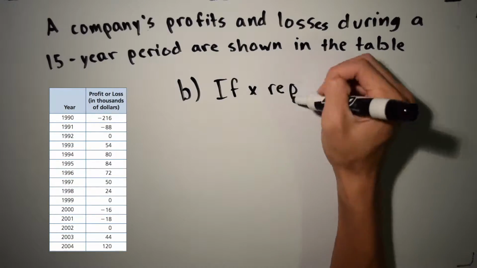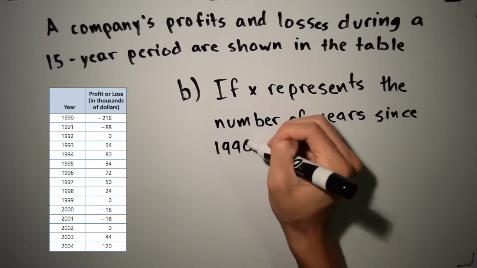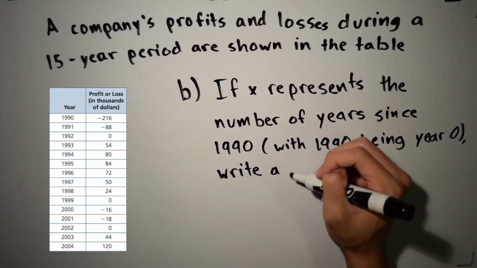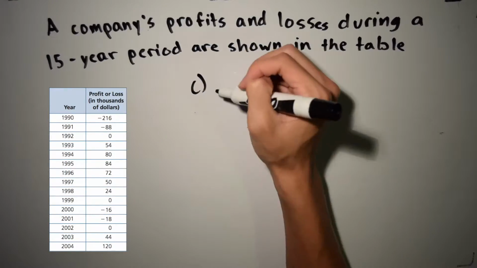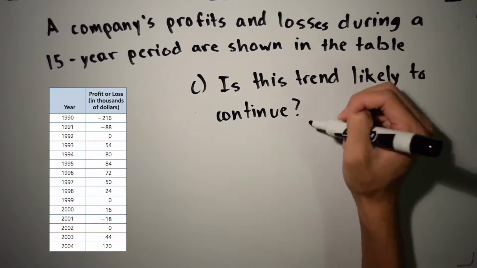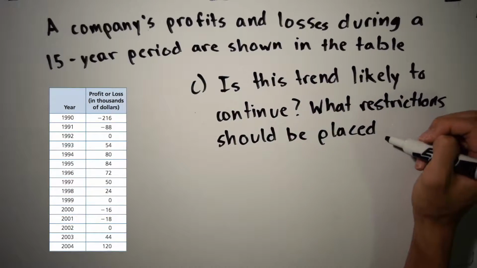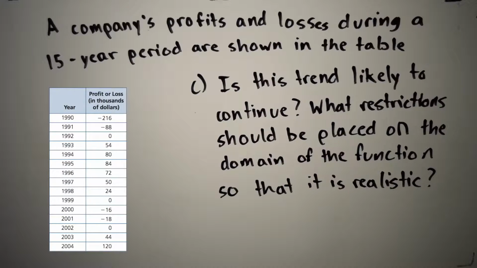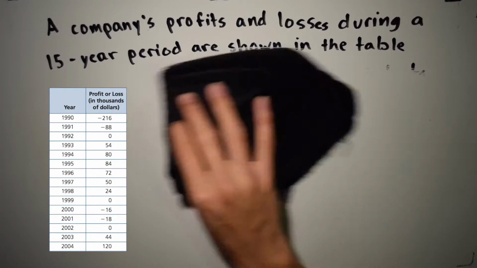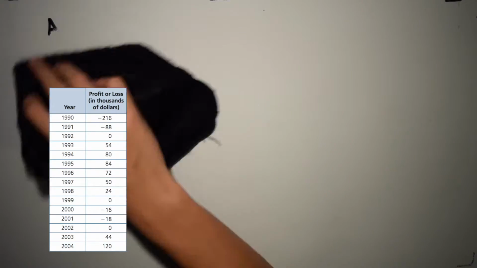B. If x represents the number of years since 1990, with 1990 being year 0, write the polynomial equation that models the data. C. Is this trend likely to continue? What restrictions should be placed on the domain of the function so that it is realistic? Clearly, this question is from Unit 2, Polynomial Functions, as in Part B, it asks us to find the polynomial equation that models the data.